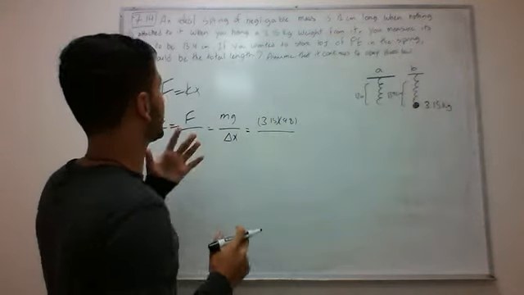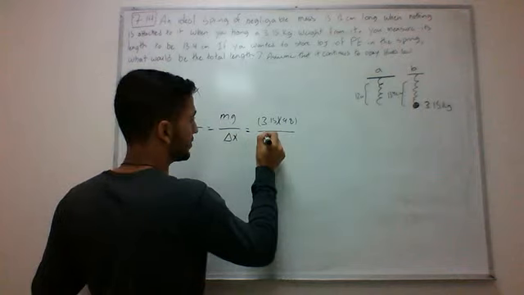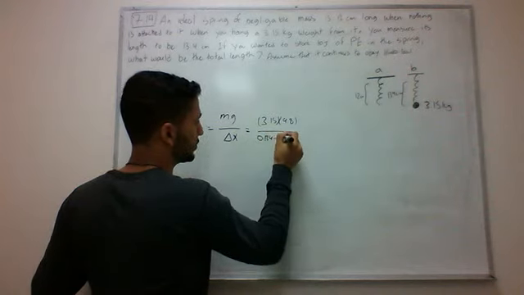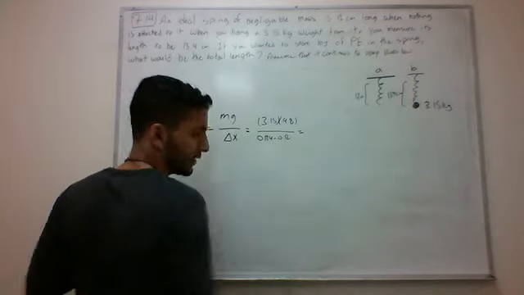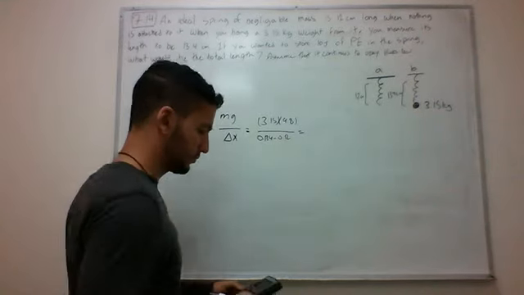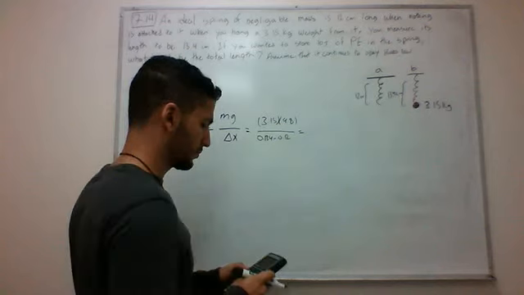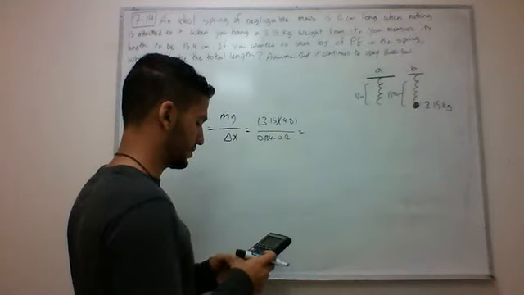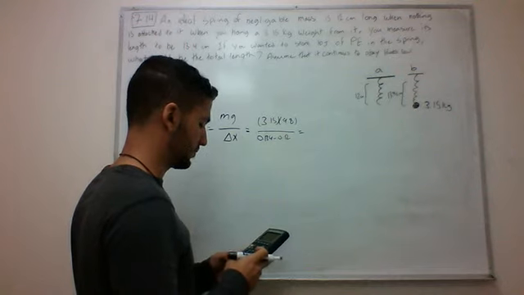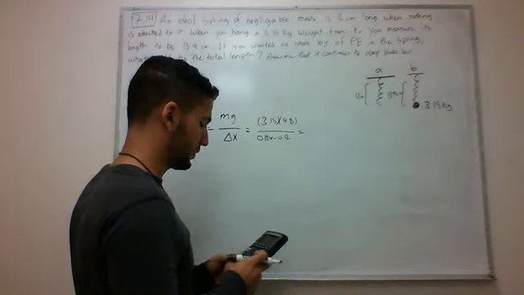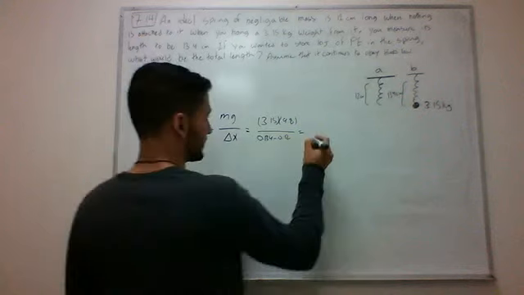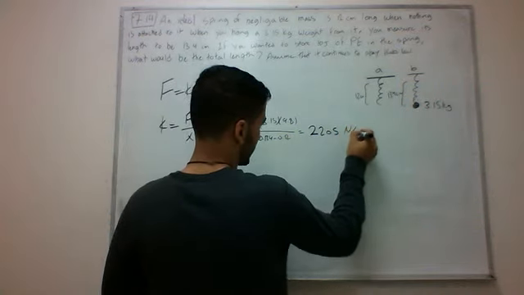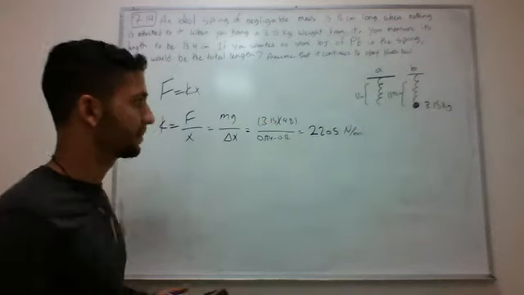But first of all, we need to convert from centimeters to meters. So it's going to be 0.134 minus 0.12, and that divided by the difference. That is going to give us 2205 newtons per meter. Okay, so this is the constant we have.